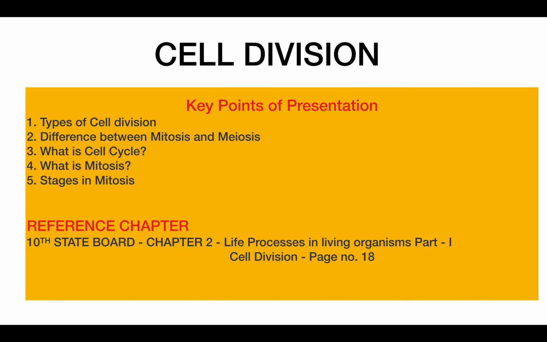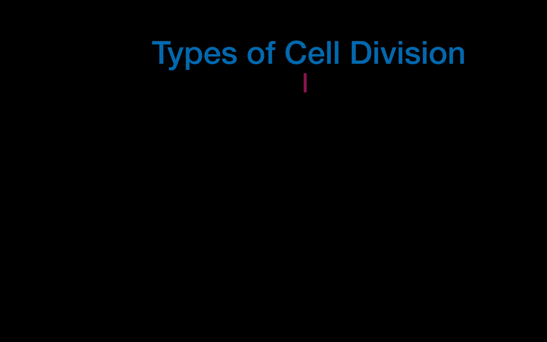In today's session, we are going to discuss these key points. So, let us first begin with the types of cell division. Now, cell division is basically of three different types. The first one that we are going to discuss is the most common one, which occurs in the body cells or the somatic cells and is known as mitosis.